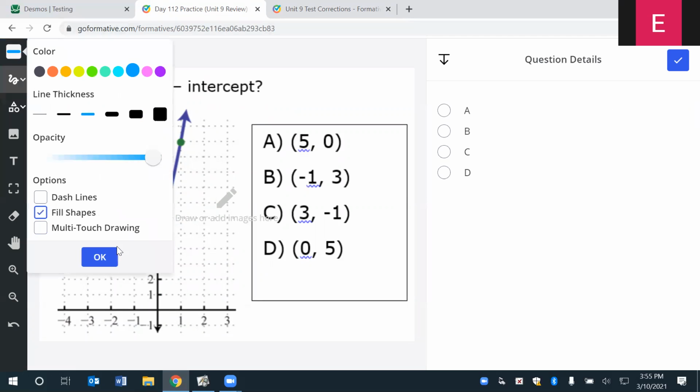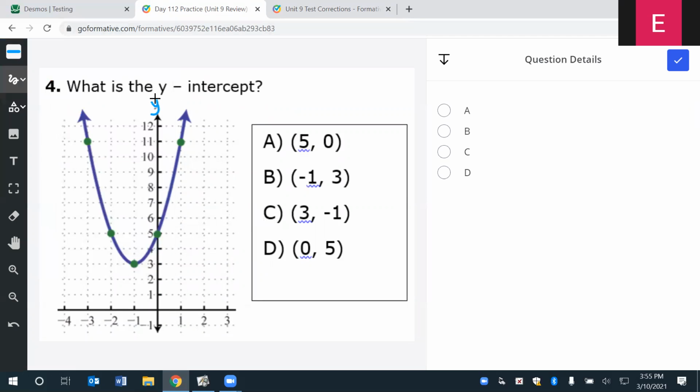That means you look at the y-axis. This is the y-axis, so I'm looking at this line right here. Where does it cross with the graph? It crosses right here at the 5. So you're going to mark the point. You are going to circle it.